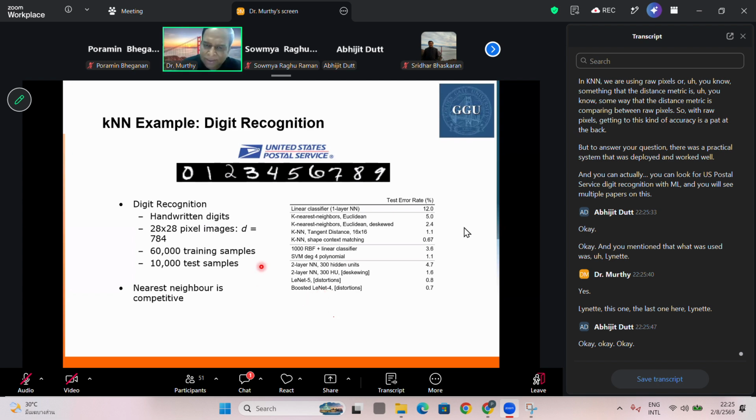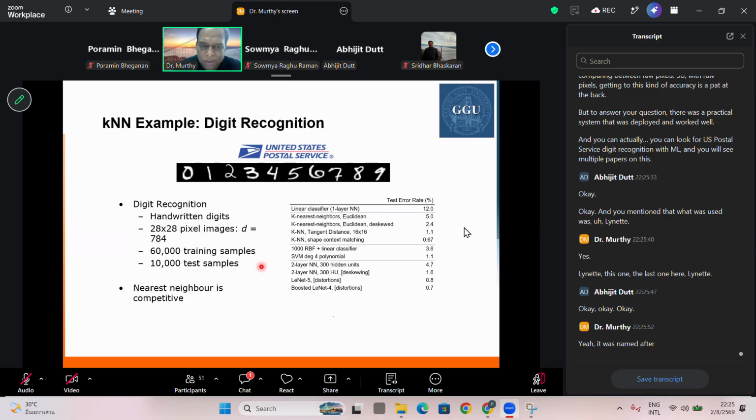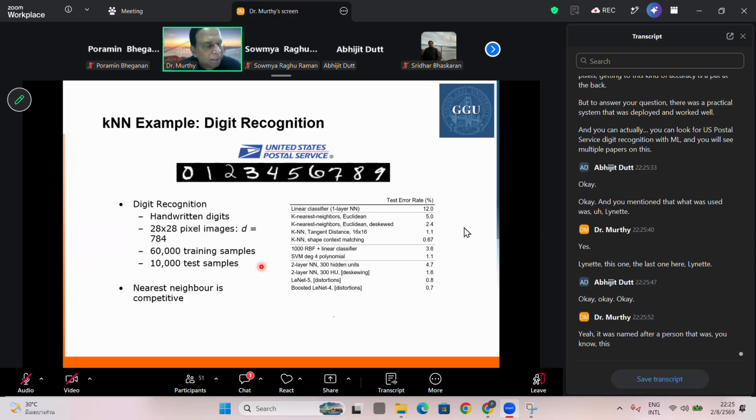Okay. Yeah, it was named after a person. This was, like I said, a Toronto team.